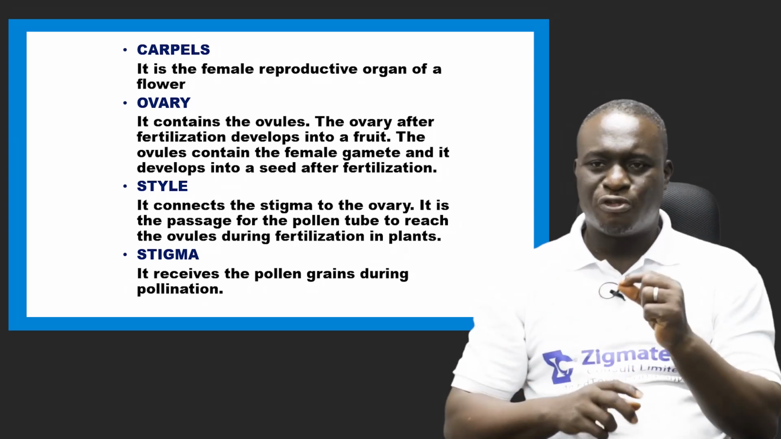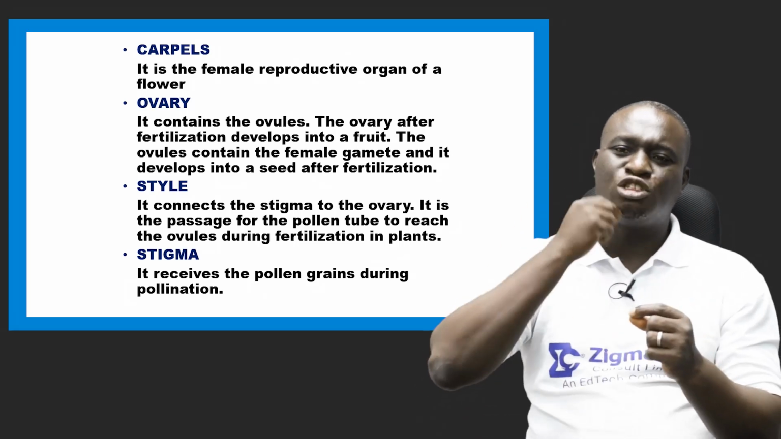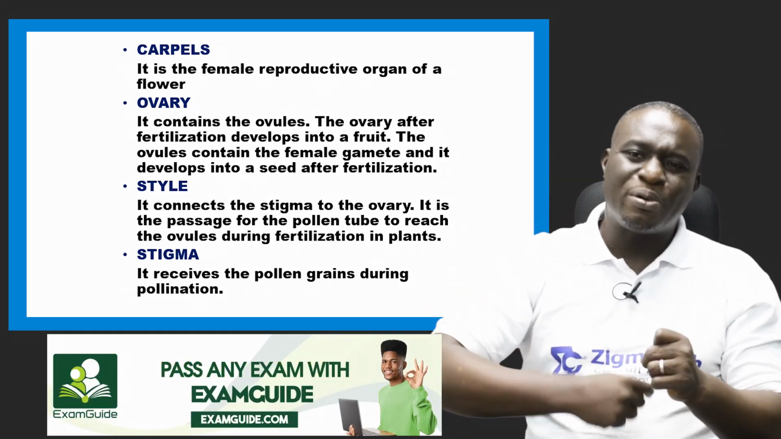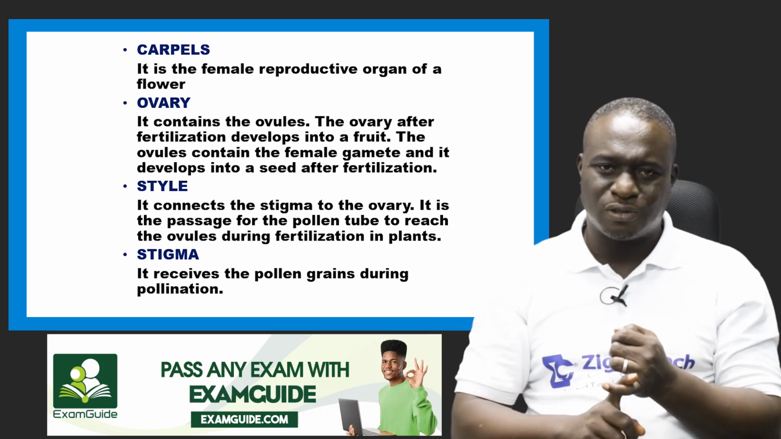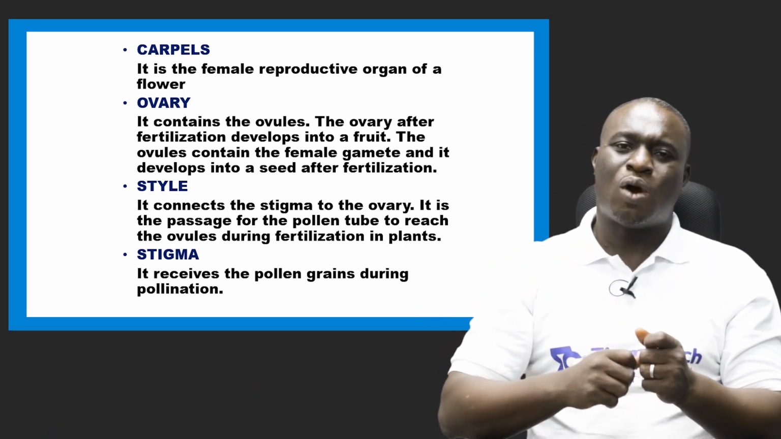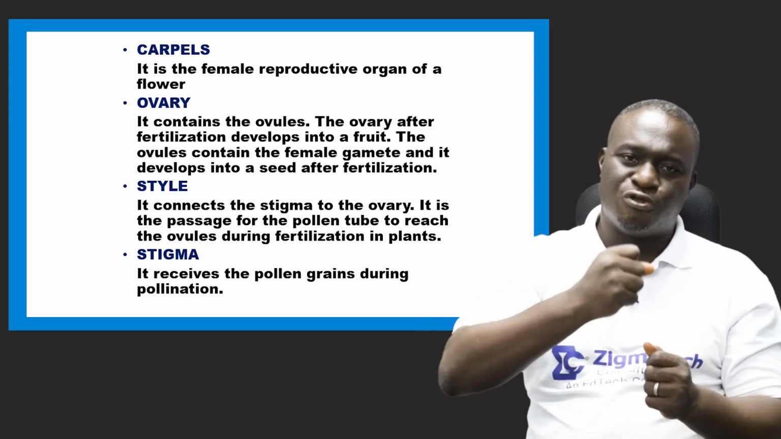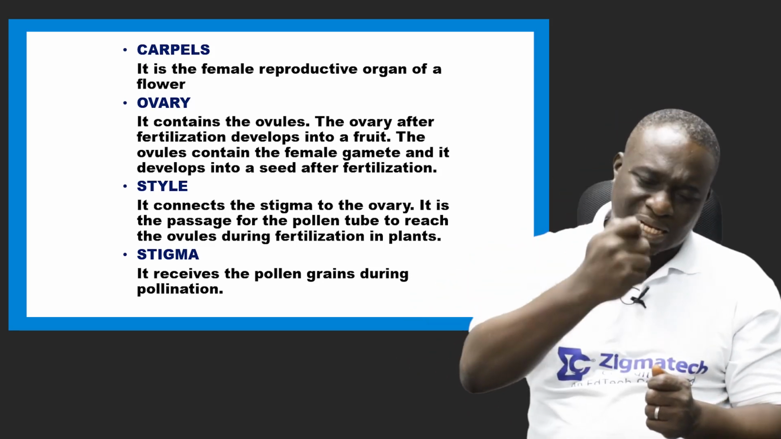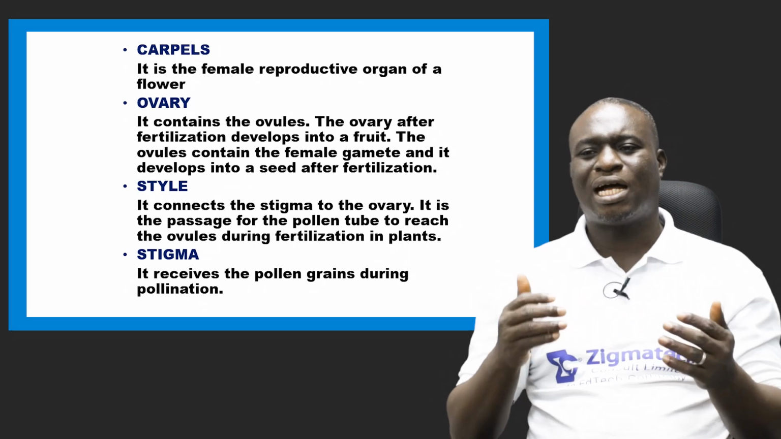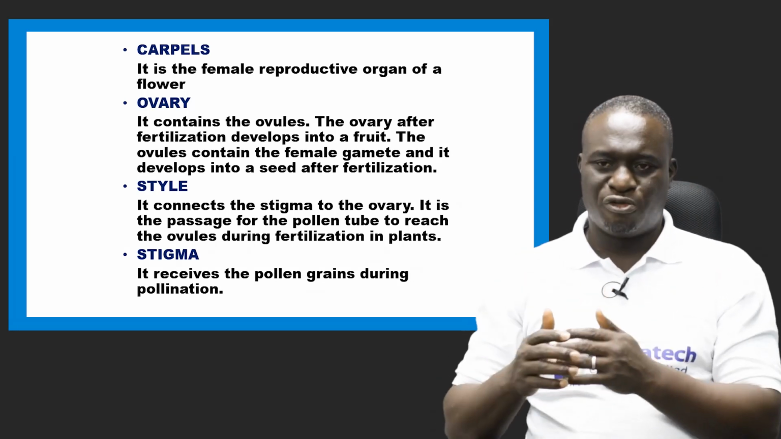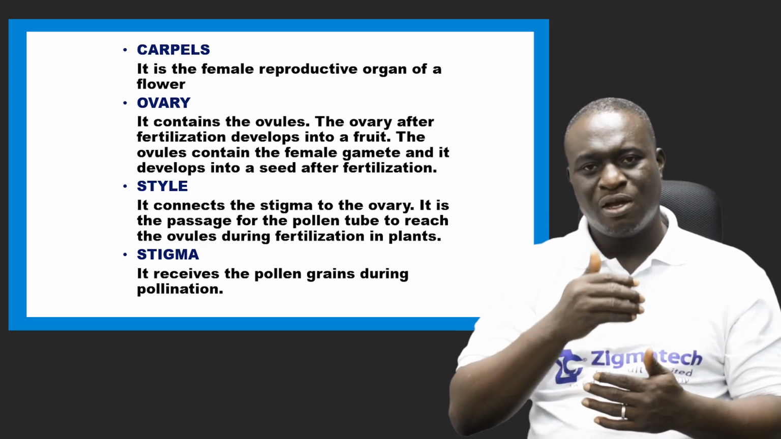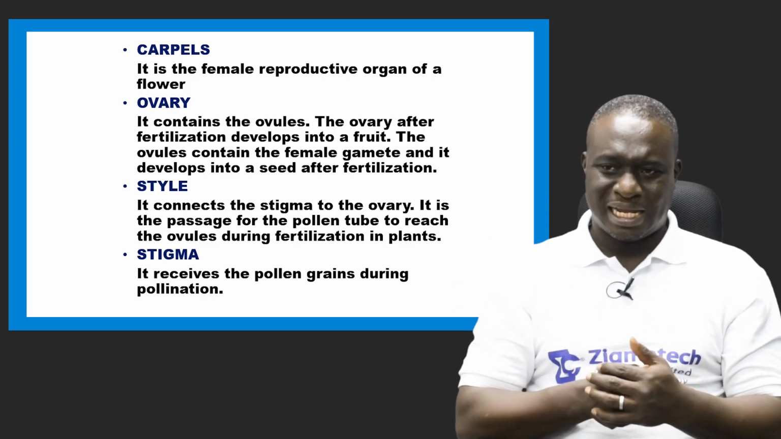Please note that. The ovary, after fertilization, develops into a fruit, while the ovules, which contain the egg or the ovum, develop into a seed after fertilization. Another part of the carpel is the style. I told you that the style connects the stigma to the ovary. It also serves as a passage for pollen tubes during fertilization in plants.